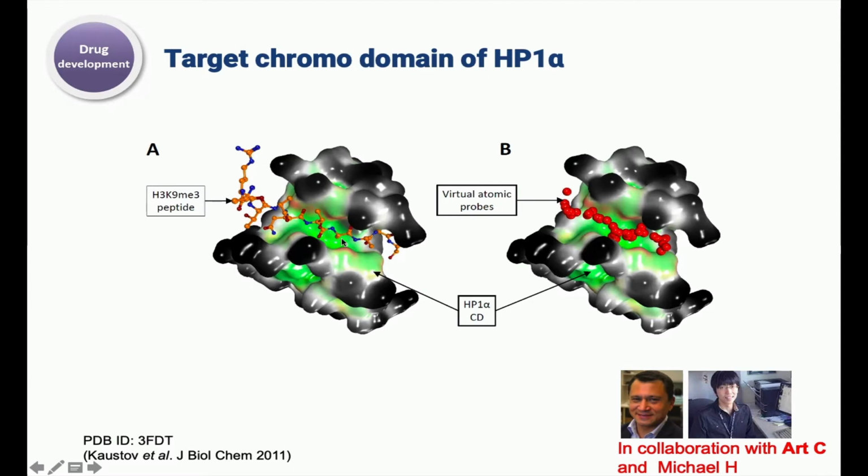The reason we want to target that is that this pocket is the place for HP1 alpha to recognize the H3K9 trimethylation. So we hope we can develop a small molecule and interrupt the interaction between HP1 alpha and the histone mark. So this is a kind of long story. I just want to stop here and switch gears a little bit.